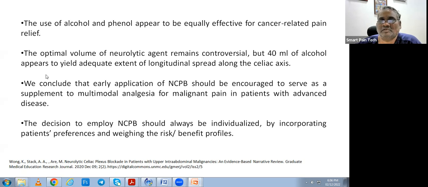Then we conclude that early application should be encouraged, to serve as a supplement to multimodal analgesia. It's not the only thing. It's not all or none. कि block दिया या नहीं दिया, ऐसा नहीं होता है. Block दिया तो सिर्फ और कुछ नहीं देंगे, ऐसा भी नहीं होता है.